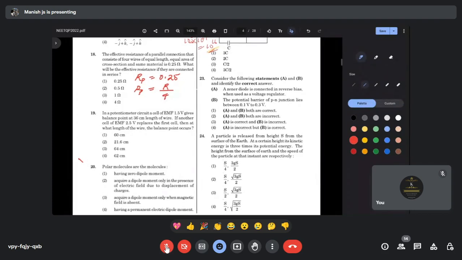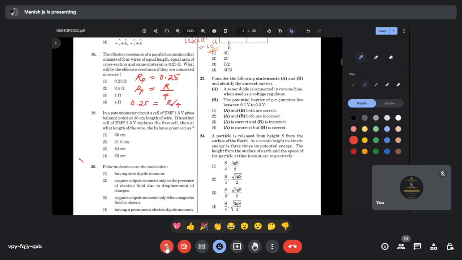Now you go for substitution. 0.25 is equal to R upon 4. So what is R value? This implies R is equal to 1 ohm.